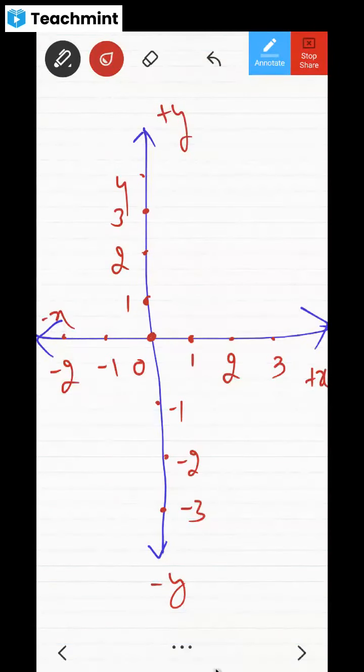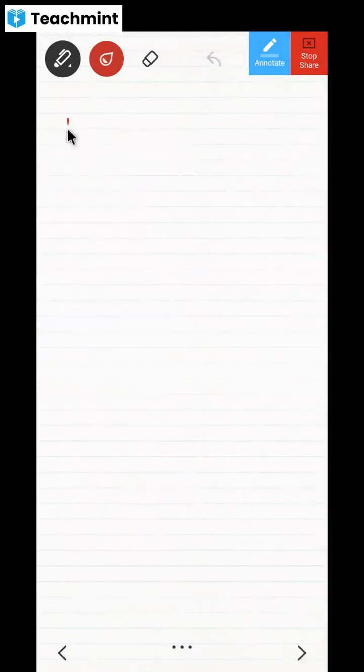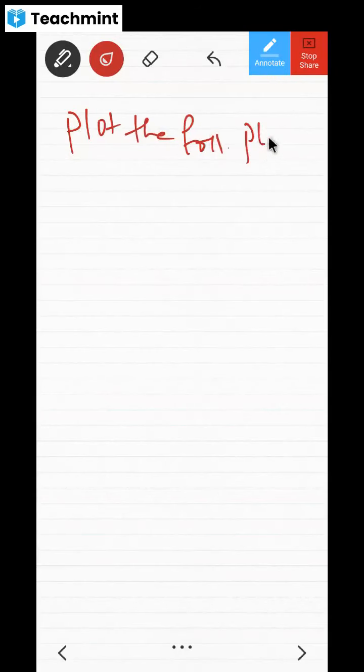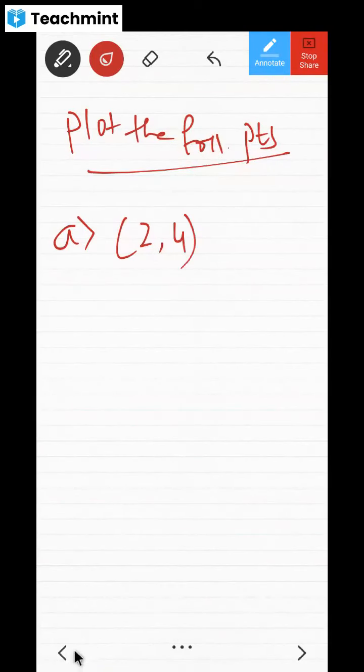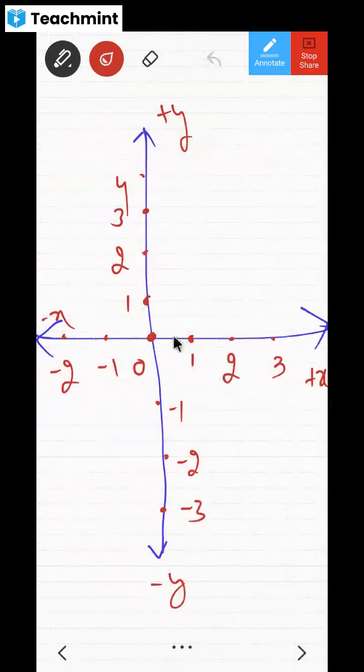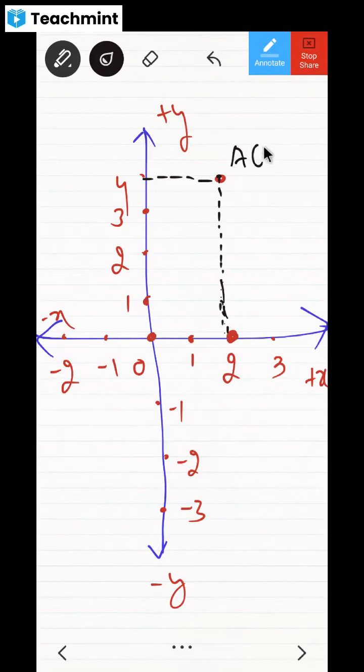If somebody asks you to plot some points, they're asking you to plot the following points. The exercise questions are there. If somebody asks you 2, 4, it means, first of all, on x-axis you have to go 2, then on y-axis you have to go 4, then you have to mark these points here. You have to mark like this. Then you have to name it with some letter. If you want to name it with A, you name it. Then afterwards it becomes 2, 4.